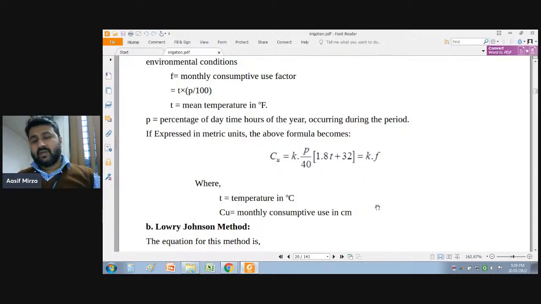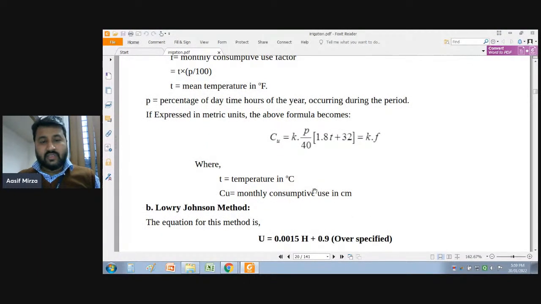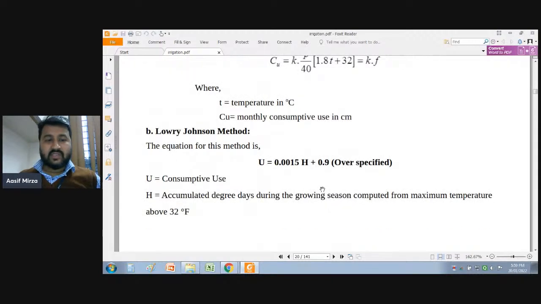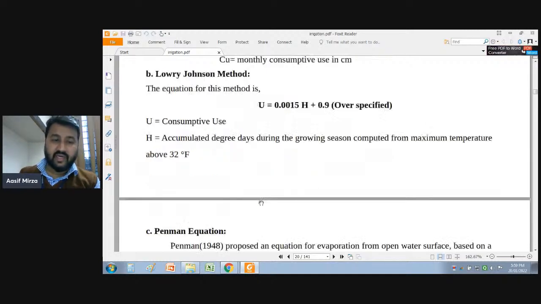So this is the first method, and moving to the Lowry-Johnson method, in which the equation used is U = 0.0015 H + 0.9. So U is nothing but the consumptive use, and H is the accumulated degree days during the growing season computed from the maximum temperature above 32 Fahrenheit.